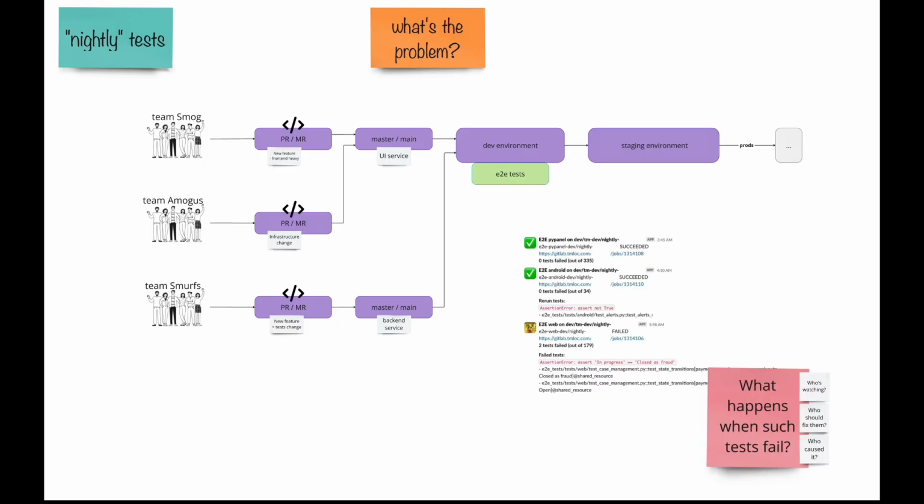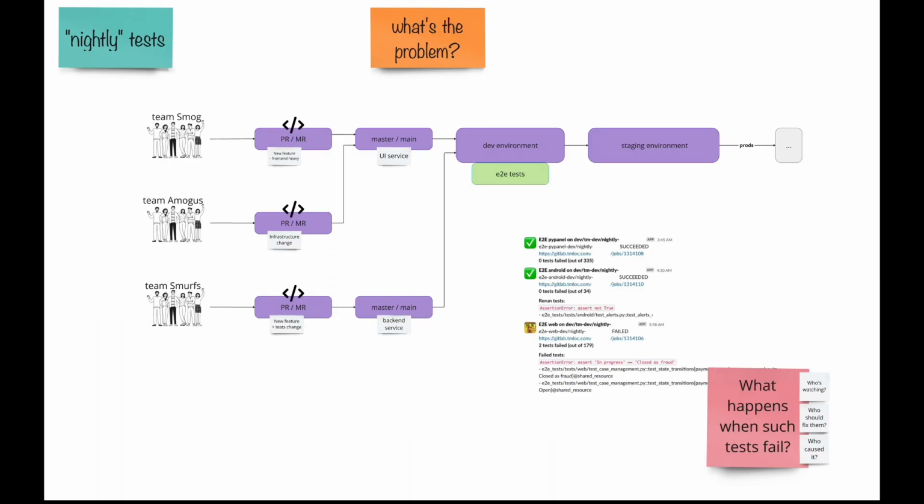So the first and really simple question is, who's watching? Who's watching this channel to actually know that something happened? Well, it could be none of them. It could be some of them. We could invent a role for it, to quote my friend.